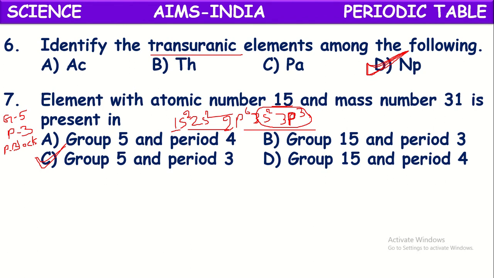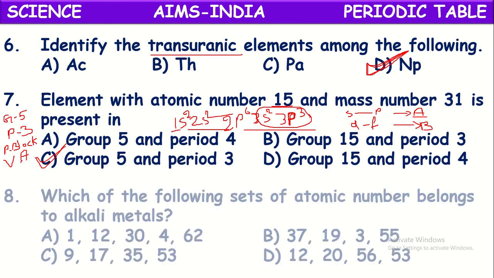And if the block is s block or p block, then the subgroup will be A. Okay, if the block is d or f, the subgroup will be B. Now for this element, the block is p block. Then what will be the subgroup? A. Now we can say its group number is 5A or 15th group. It belongs to the 5A group and third period in the modern periodic table.